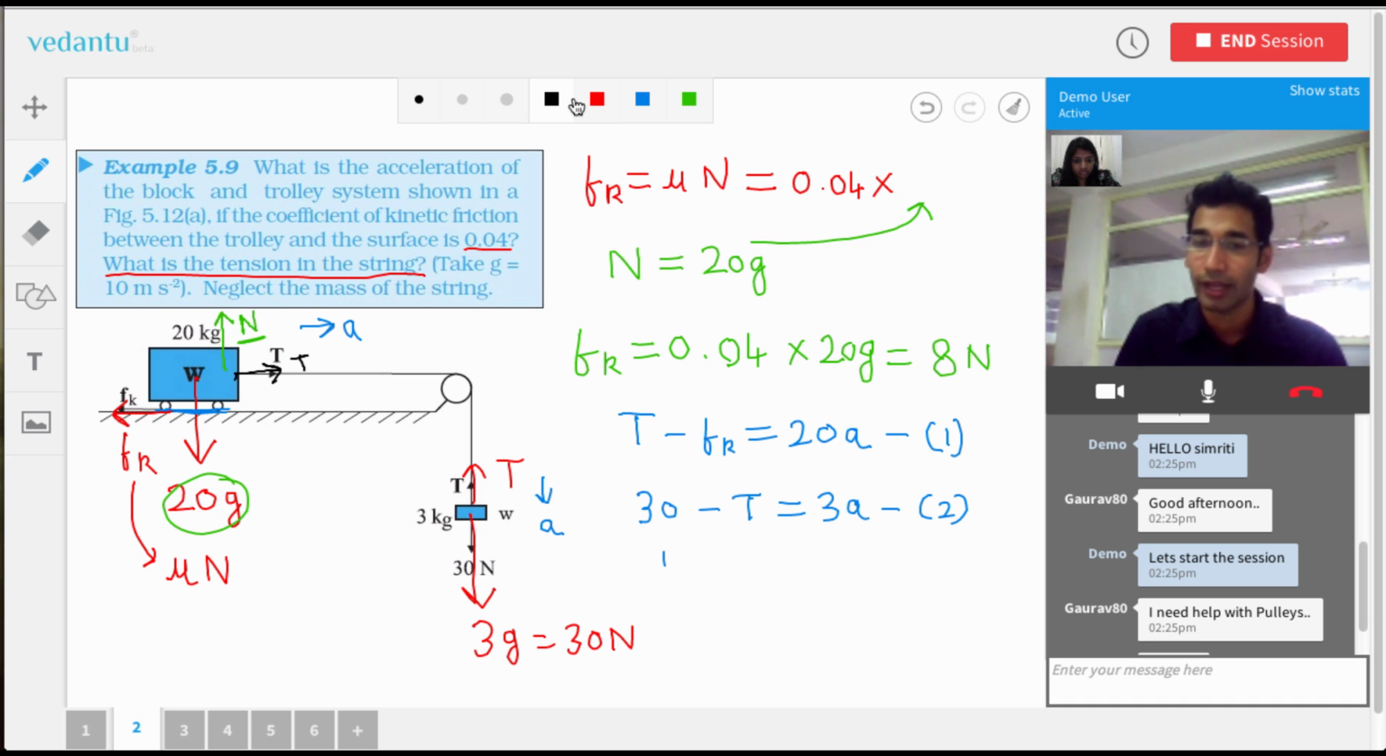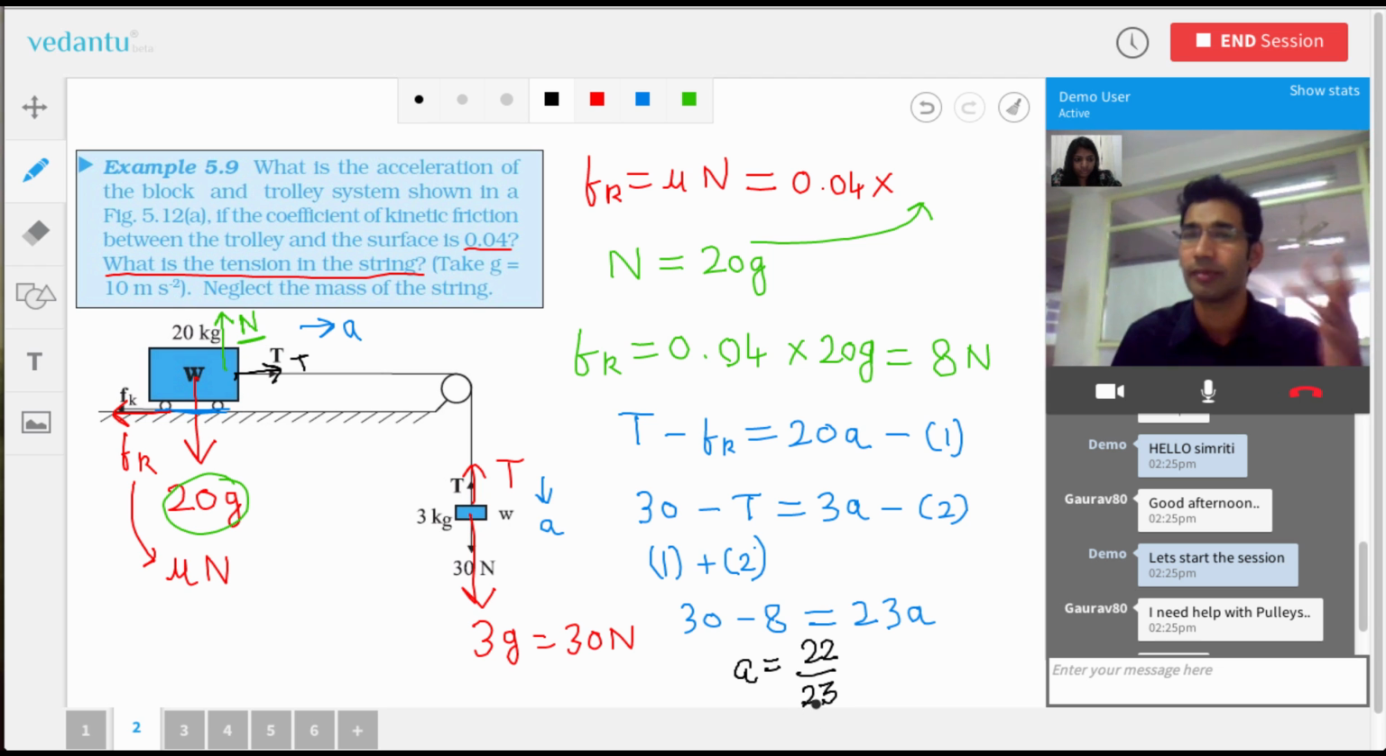Alright, so if I add equation number 1 and 2, can you tell me what happens? So can you tell me what is the value of a? a equals 22 by 23. Very right. Approximately 1.